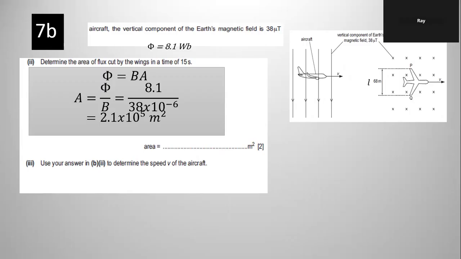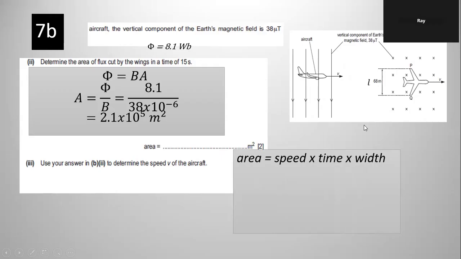2.1 times 10 to the power 5 meters squared. Use your answer in part 2 to determine the speed of the aircraft. Right? That's the area. So it's this length times the speed times time to get that distance.